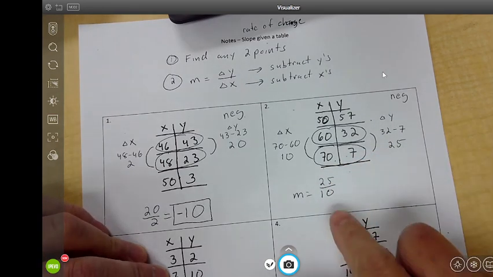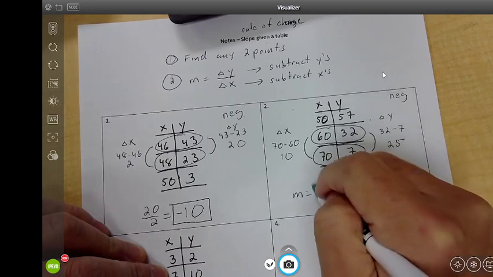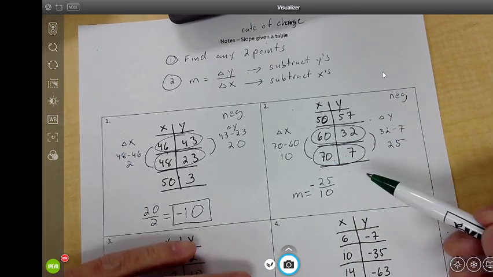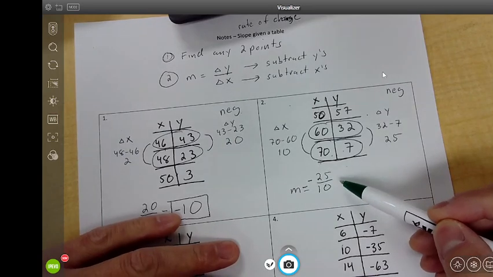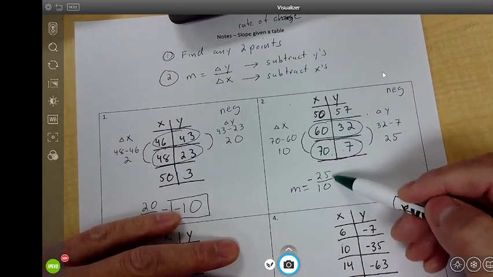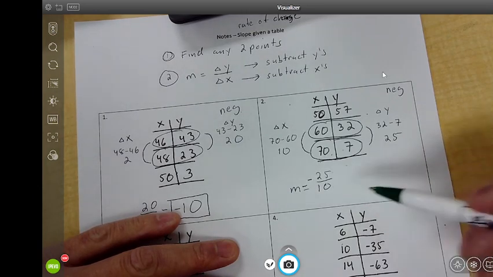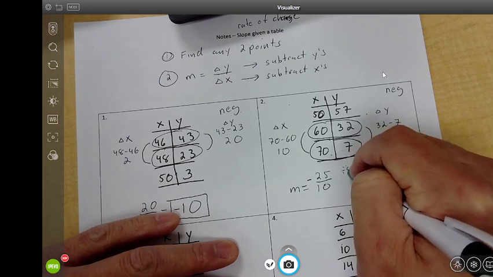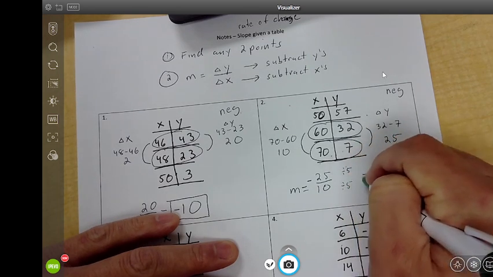If you put that into IXL, and it's going to be negative, right? Because we determined it's negative at the beginning. Alright, if you put this into IXL, IXL will tell you it's wrong. You need to simplify it. What divides into both 25 and 10? 5 divides into both 25 and 10. So I'm going to divide both the numerator and the denominator by 5.